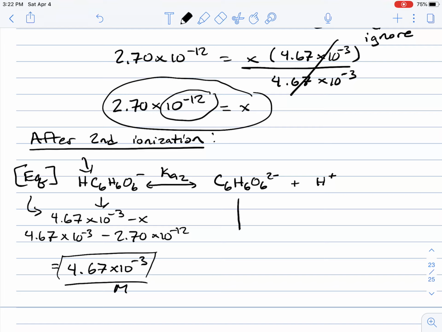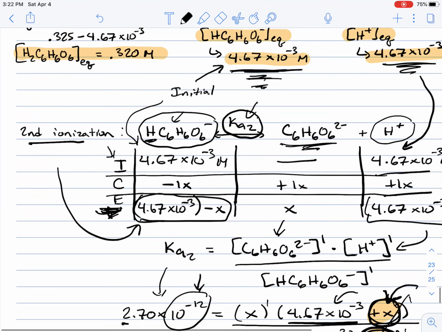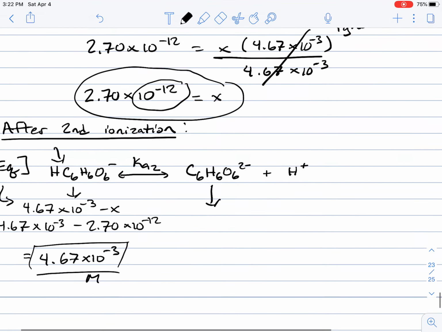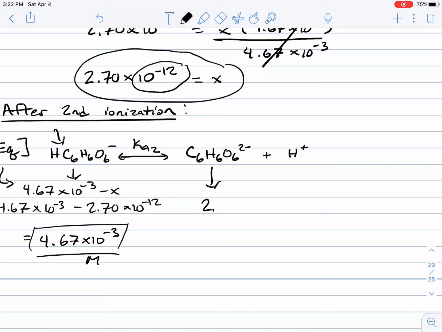And if you look at the definition of the equilibrium concentration of ascorbate, it's simply just x. And so it's going to be 2.70 times 10 to the negative 12 molar.